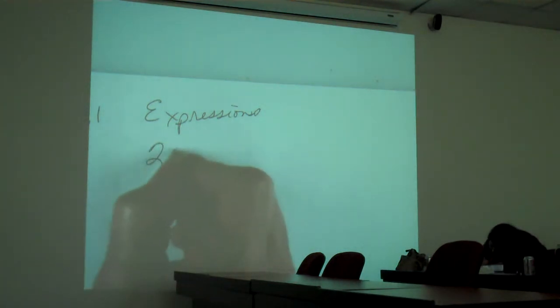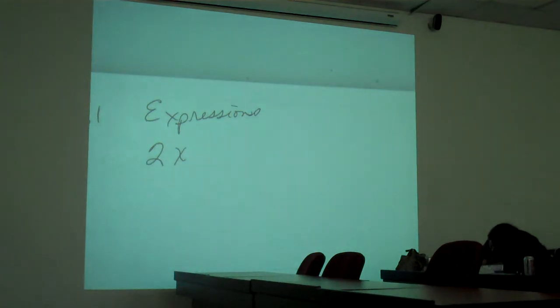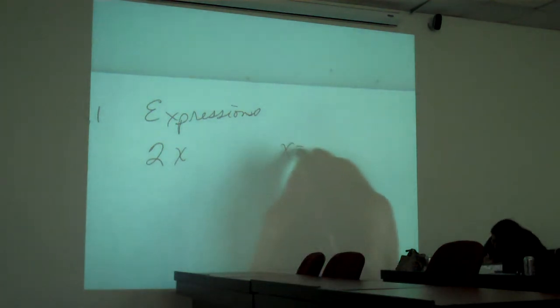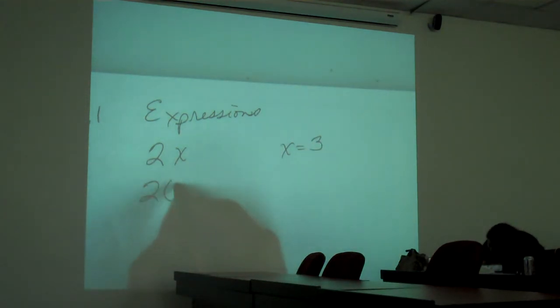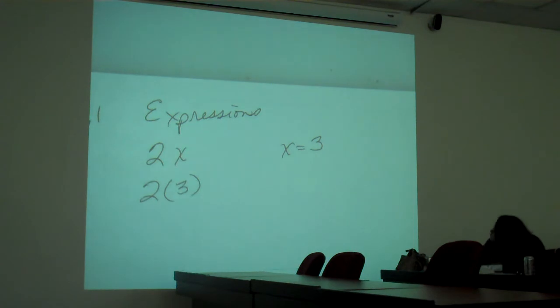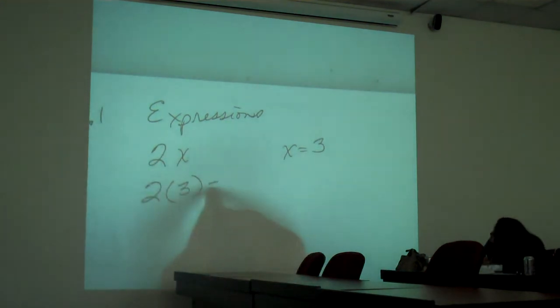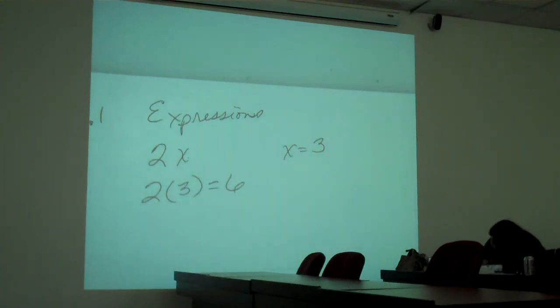Okay, if you have an expression like 2x and it tells you to evaluate it when x equals 3, what it's telling you is to replace the x with 3. If it's touching, it's multiplied. So 2 times 3, to evaluate that, you get the number 6.